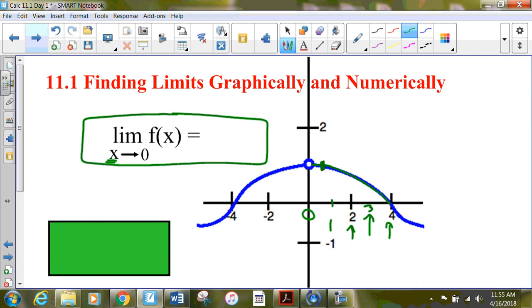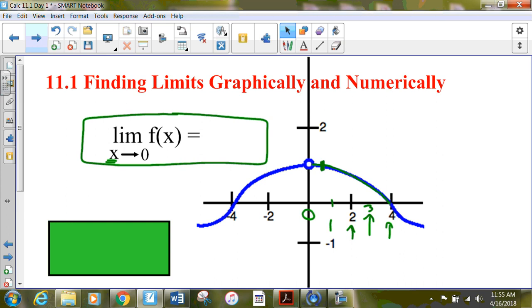So we're looking at the height. The height will always be our answer for our limit problems. So from the right, as x is getting closer and closer to 0, the y value is getting closer and closer to 1. It's approaching 1.